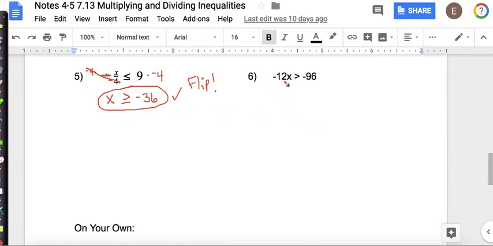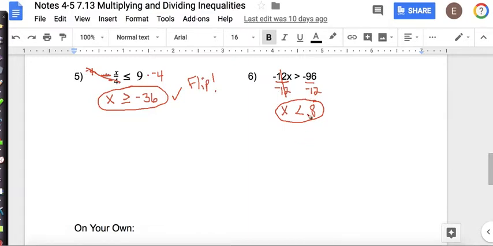Okay, number 6. The opposite of multiplication is division, so we're going to divide both sides by negative 12. Negative 12 divided by negative 12 is a 1 in disguise, so cross them out. Bring down your x and ding, ding, ding, flip the symbol. Negative 96 divided by negative 12 is 8, so x is less than 8. Now, once again, why did I flip the symbol? Because I divided both sides by a negative.